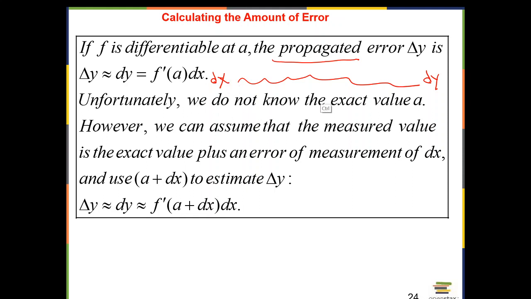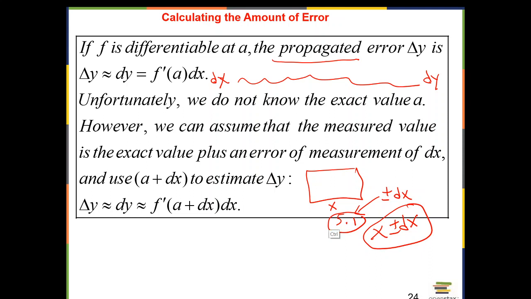Unfortunately, we do not know the exact value a. So when we measure something, let's say you measure a square side, right? And you get 5.1. How do you know this is the actual answer? We never know. But we can say, okay, we accept that this is the answer plus and minus some error. So instead of calling it exact, we say it's not exact; the exact value, which we don't know, is the measurement plus and minus some error, right? And that would be our input. And our output error would be dy, approximately, right?